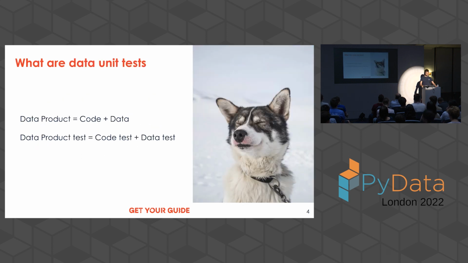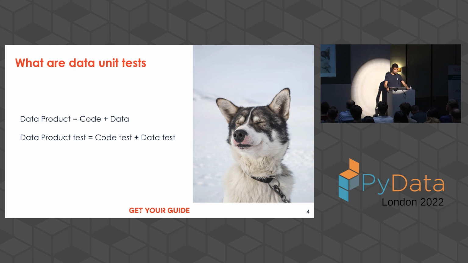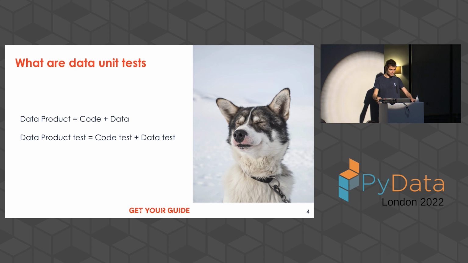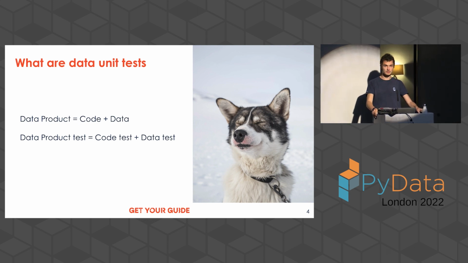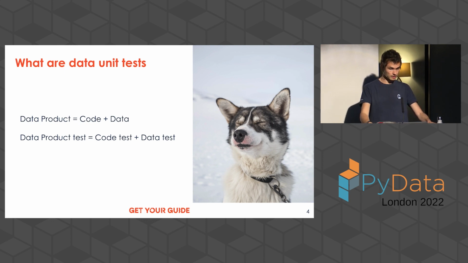Data products combine code with data. In classical software, it's quite common practice to ensure the quality of your code with automated tests. But here, the focus is really on testing your code. To ensure the quality of your data products, you need to validate your code, because you're using it, but also your data. And one way to validate them is to have data unit tests.